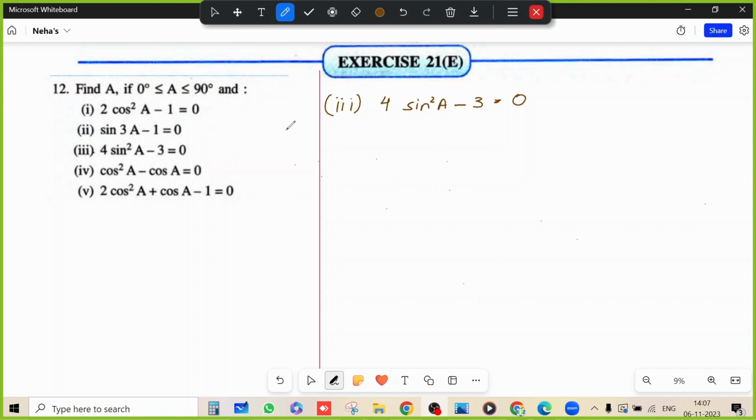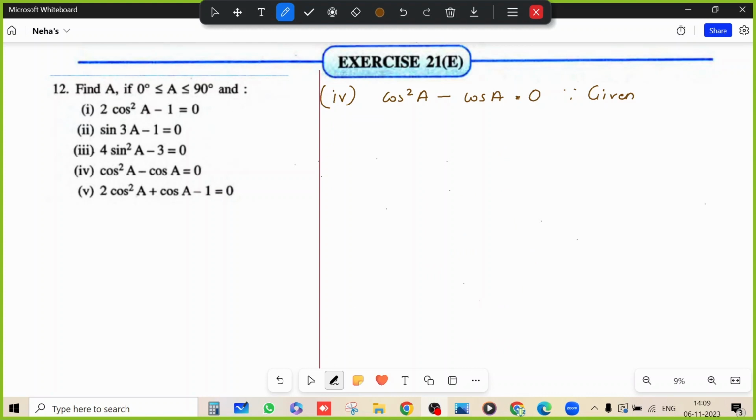The third equation that is given to us is 4 sin square A minus 3 is equal to 0. Here we can rearrange it as sin square A will be equal to 3 by 4, and we will take the square root of both the sides. So this will become root 3 by 2, and we know that sin 60 degree is equal to root 3 by 2. Therefore the value of A is equal to 60 degrees.